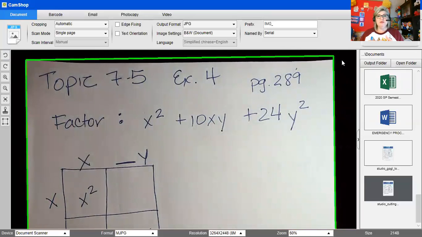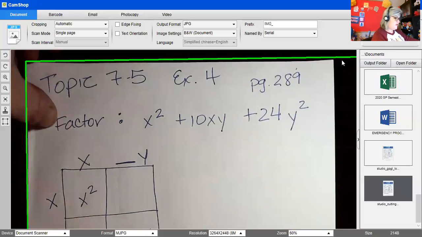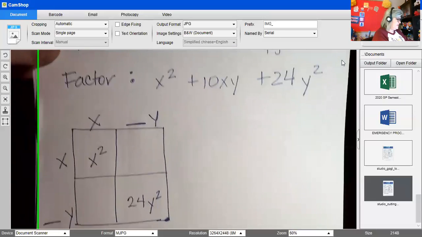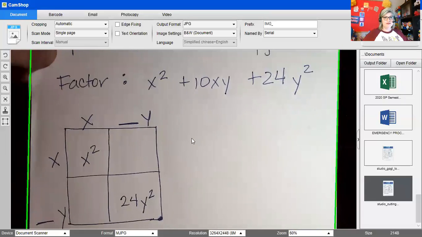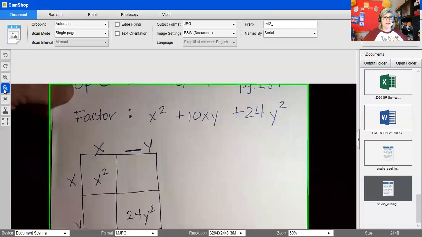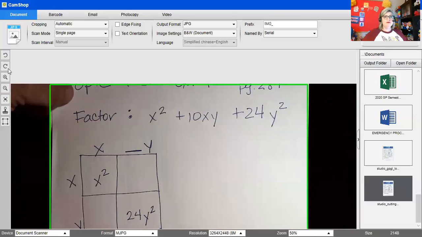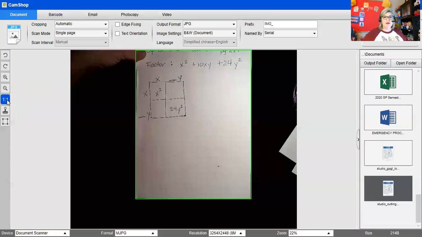So don't panic or stress about the fact that you have an X and a Y. We're going to break this apart just like we would in the previous examples. So I've already got my box drawn here, and I'm going to zoom out just a little bit so that we can see this a little bit better.